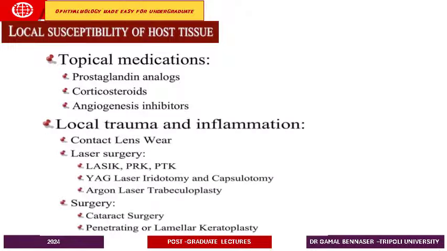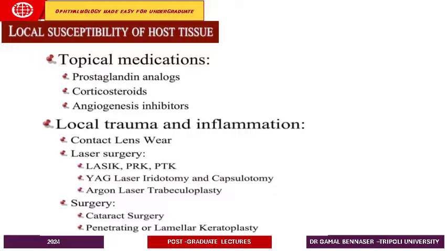Another thing is some local trauma or local inflammation. They increase the risk for recurrence of herpes simplex keratitis, like the use of contact lenses, and also laser surgery like LASIK. Mainly LASIK increases the risk of epithelial keratitis, and PRK and PTK also increase the risk of stromal keratitis.